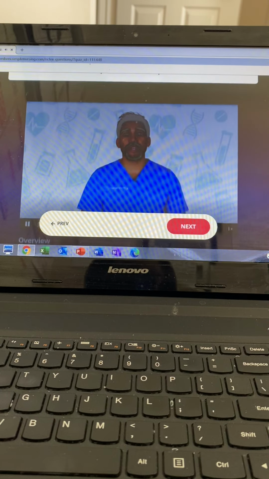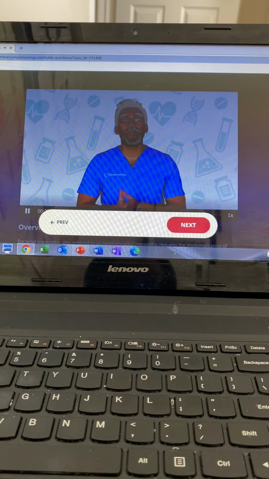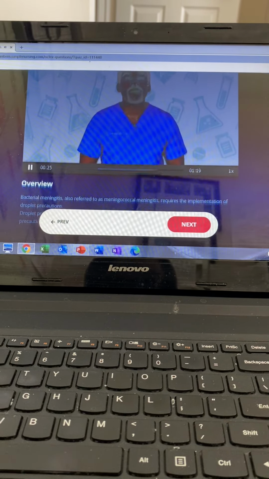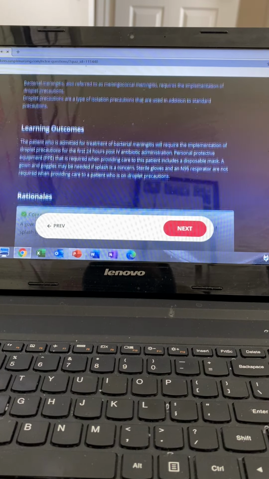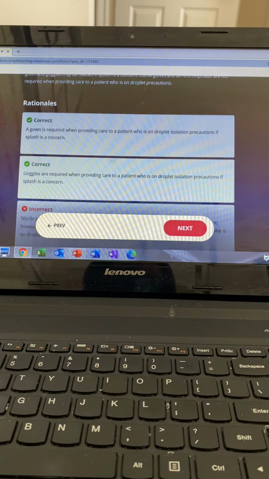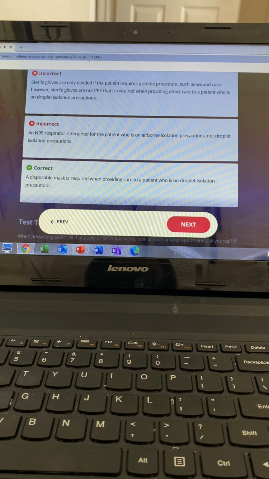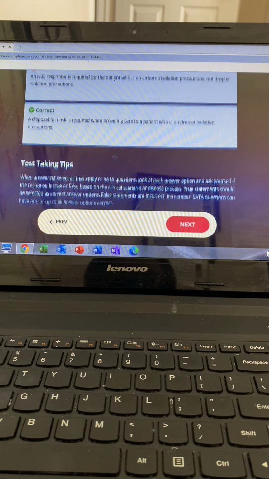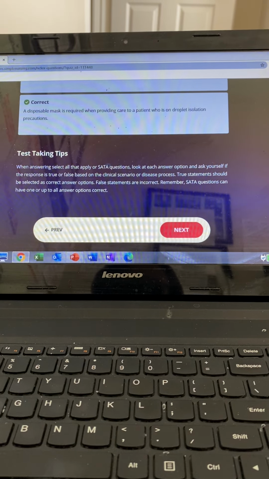So the memory trick we use is droplet precaution. We're thinking PIMP, like that show Pimp My Ride. You're dropping the droplets. So P for pertussis, I for influenza, M for meningitis in this question, and P for pneumonia. Now the solutions we're looking for are ways to prevent the spread of this infection here.